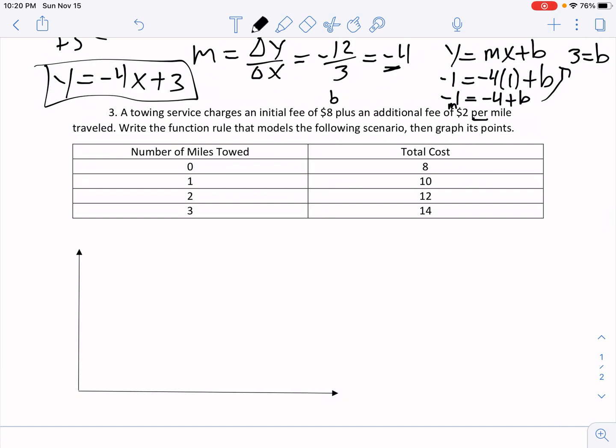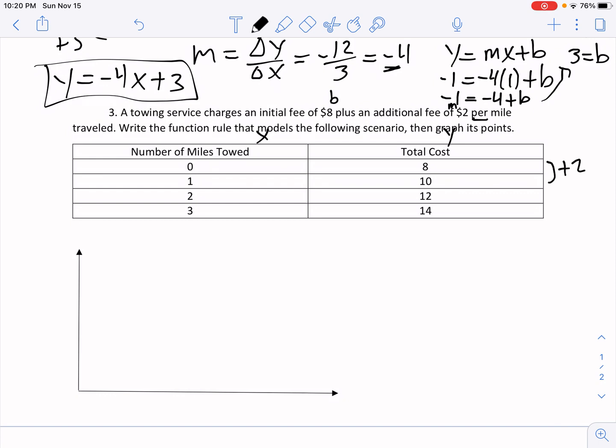Now, let's go ahead and use what we have been doing with the table, and then I want to show you that just from the word problem, we could have gotten the same thing. So we know that we can find our change in y. We have x's over here, y's over here. Find our change in y. What do I have to add or subtract from 8 to get to 10?